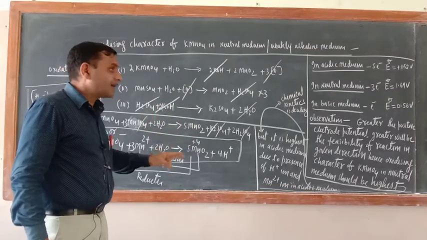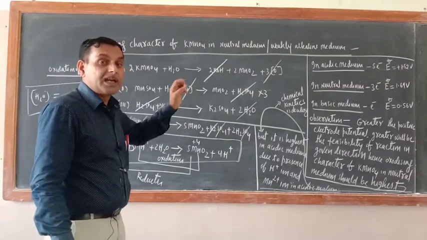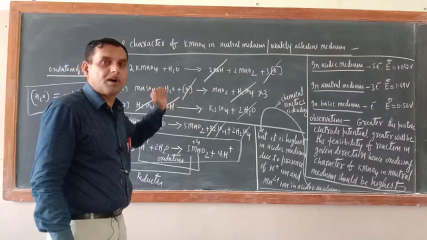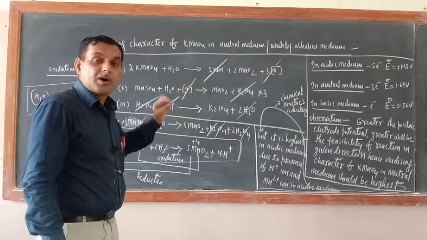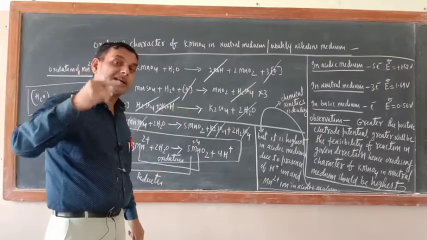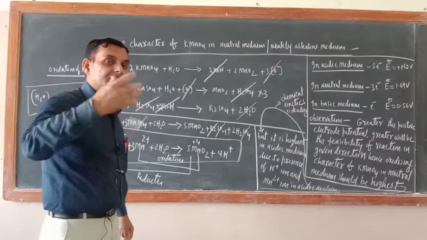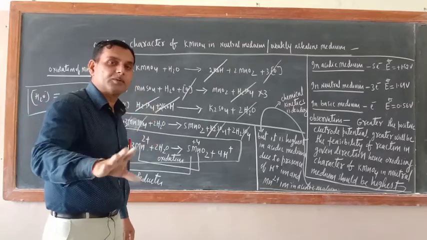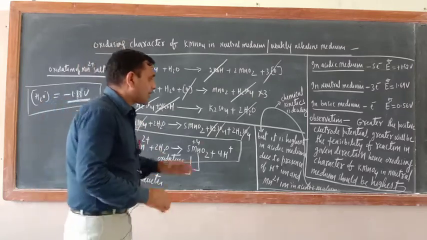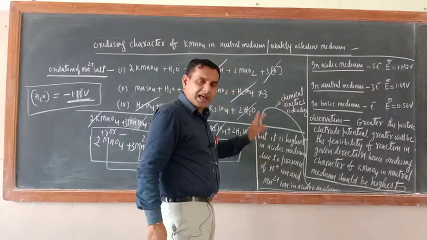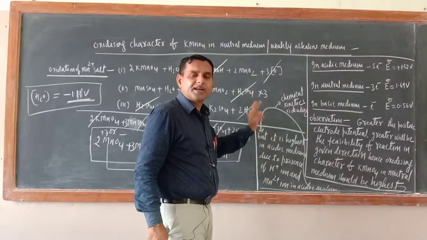Why? Because in neutral medium, Mn2 positive is not formed on the product side. In acidic medium, Mn2 positive is formed on the product side. You can check the acidic medium reaction. I told you, Mn2 positive acts as an autocatalyst. So initially the reaction would be slow, but after some time the rate of reaction would increase. So the conclusion of this discussion is, electrode potential alone is not a criterion to decide the rate of reaction.